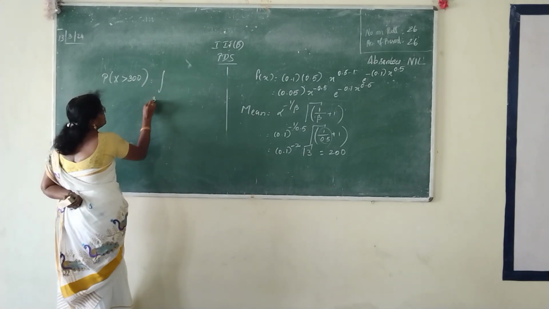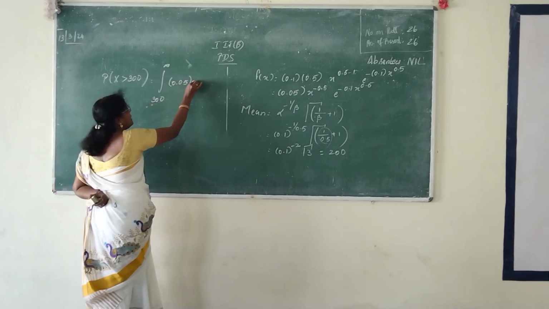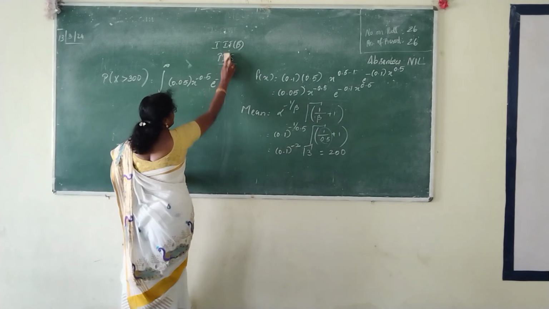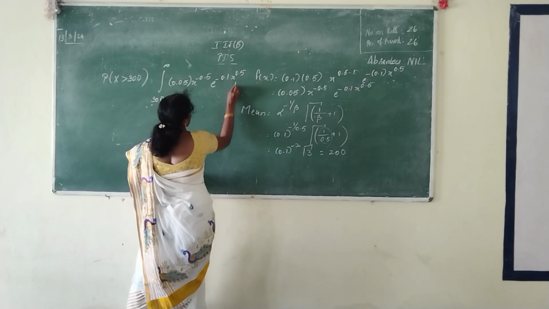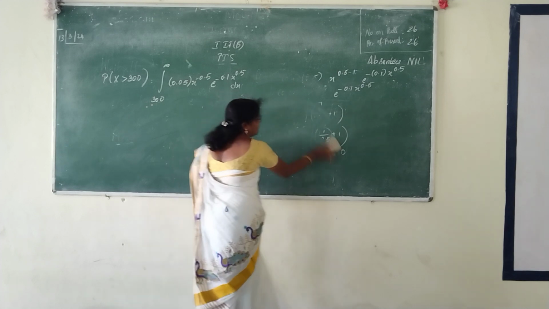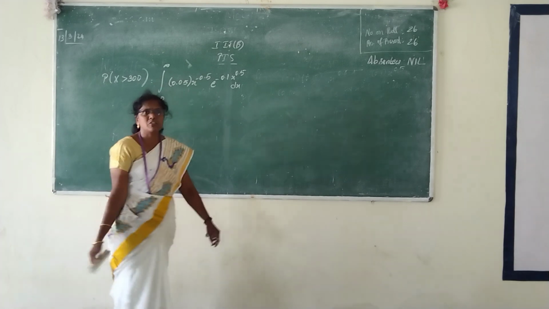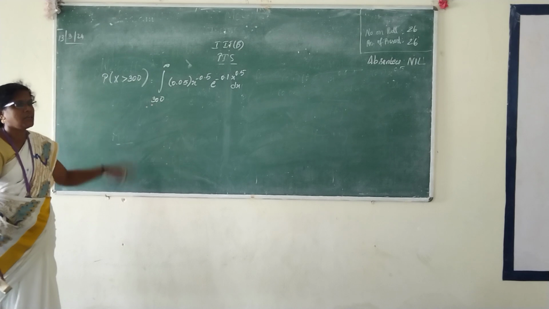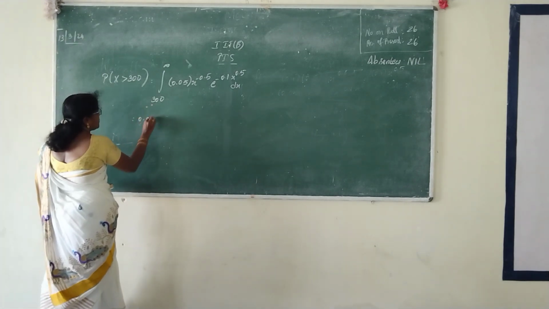So integral 300 to infinity 0.05 x power minus 0.5 e power minus 0.1 into x power 0.5 into dx. Now, here the integration is not so easy as our previous problems. Okay, what is constant here? 0.05. You can take it outside.